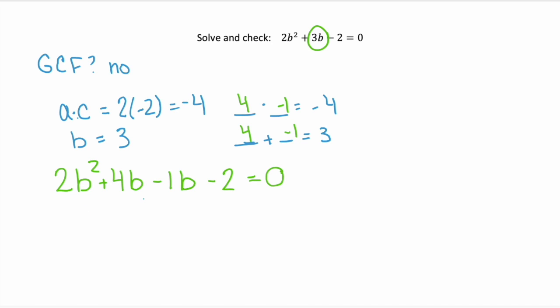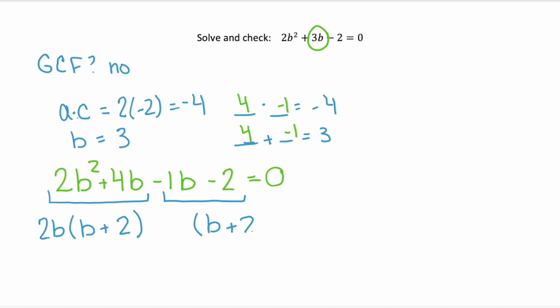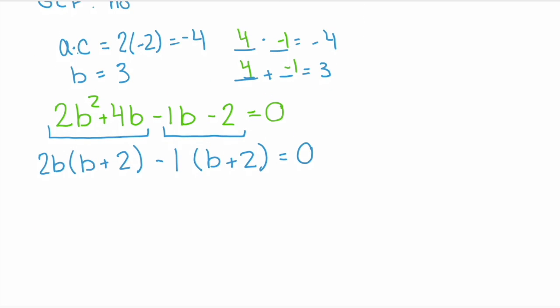And now that we have four terms on the left, we're going to factor by grouping. So our first two terms, we can factor out 2b, and we're left with b plus 2. And then we look at our last two terms. We want to be able to factor out a b plus 2. And the only way to do that is to factor out a negative 1. And this is still equal to 0. So now we factor out that binomial they have in common, b plus 2, and the remaining binomial is 2b minus 1 equals 0.